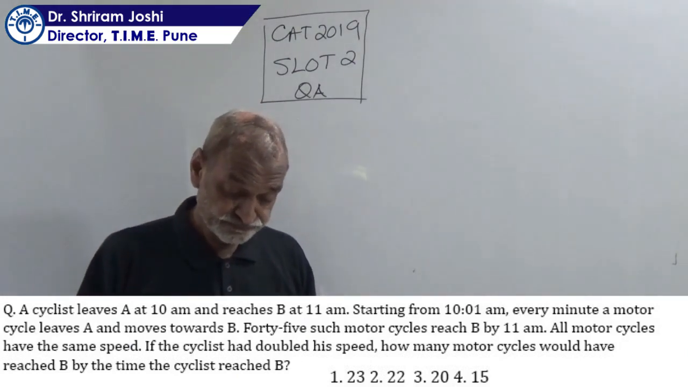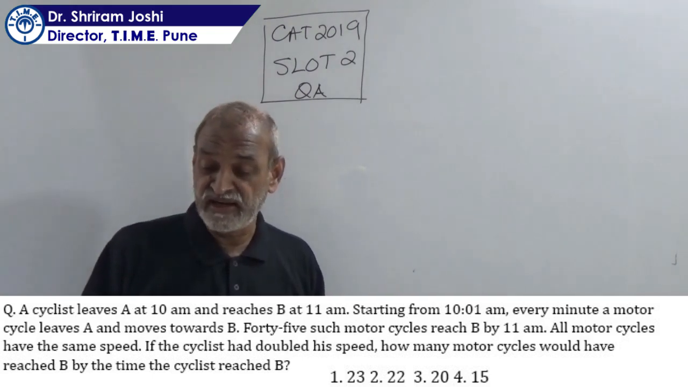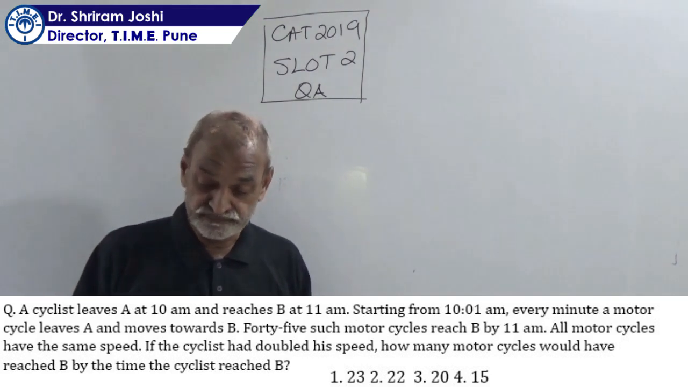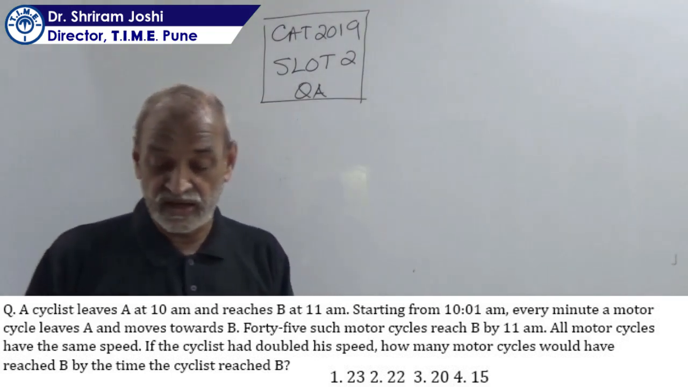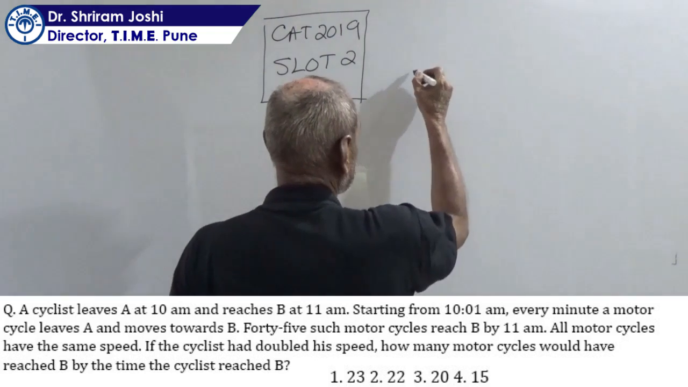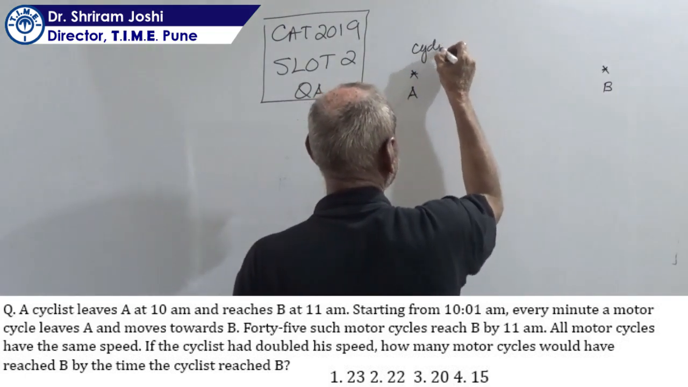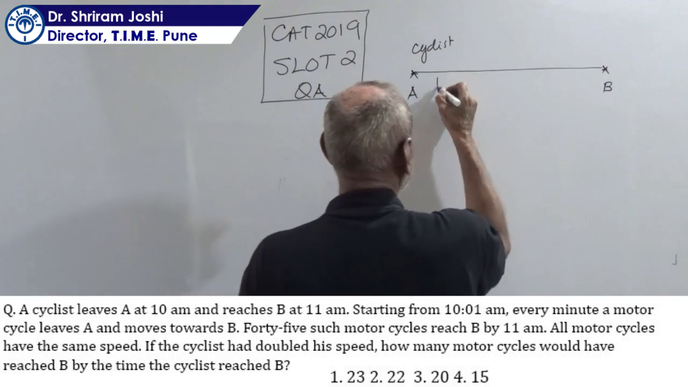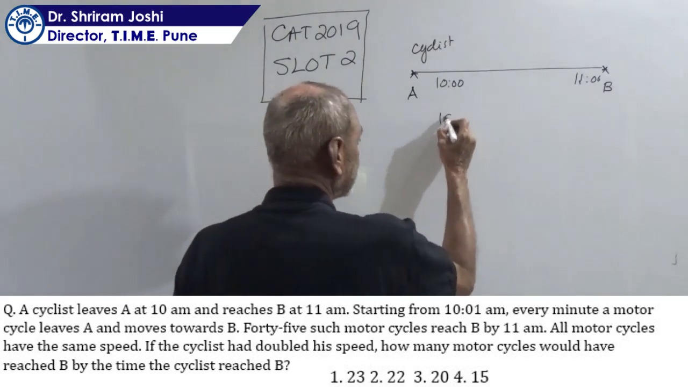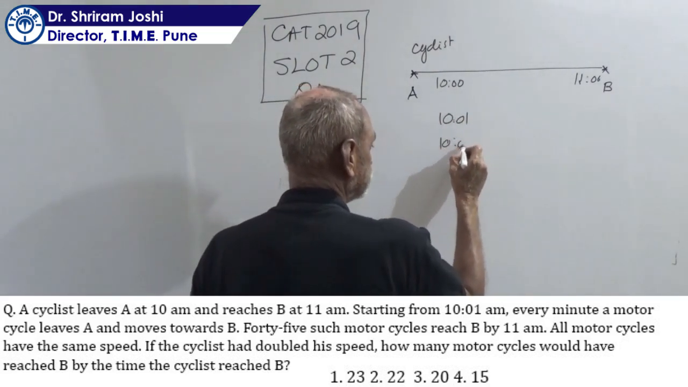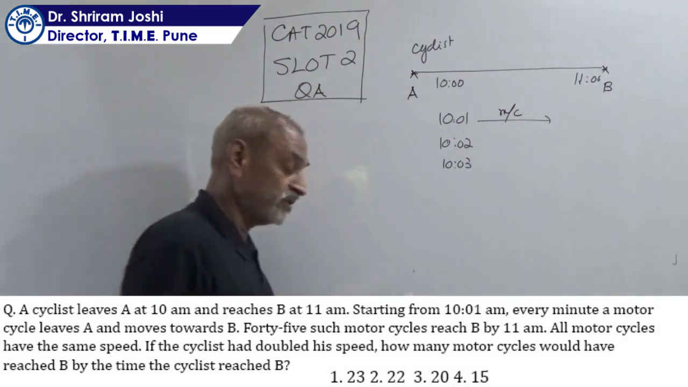Time and distance. Cyclists and motorcycles. A cyclist leaves A at 10 a.m. and reaches B at 11 a.m. And starting at 10:01, every minute, a motorcycle leaves A and moves towards B. So two things are happening. This is A, this is B. I have a cyclist, so bicycle. He leaves at 10, reaches at 11. It takes 1 hour. There are motorcycles leaving every minute and going towards B. So this is the situation.